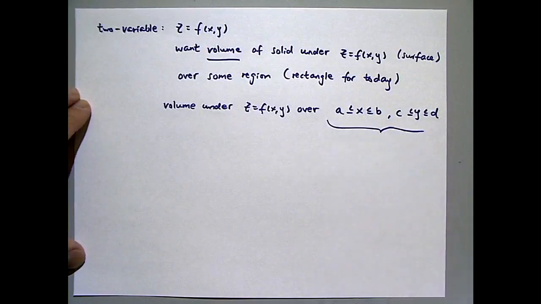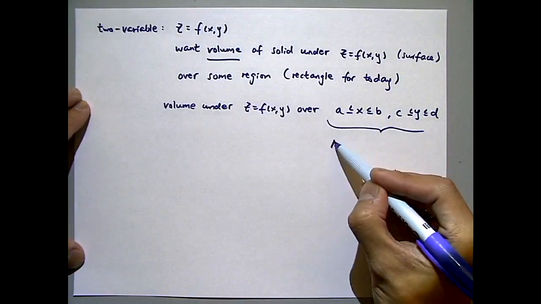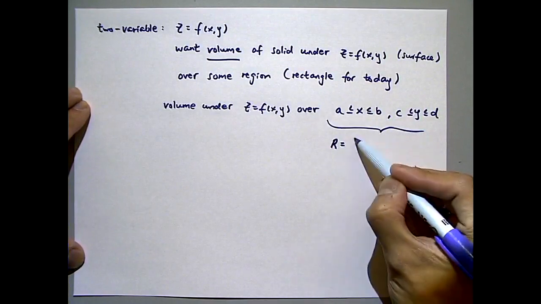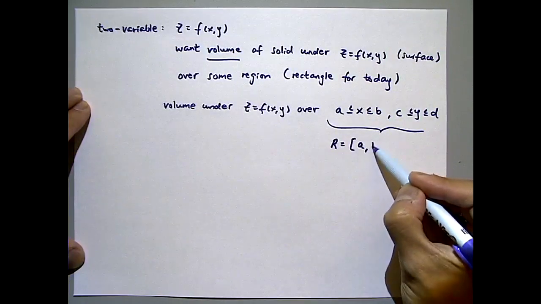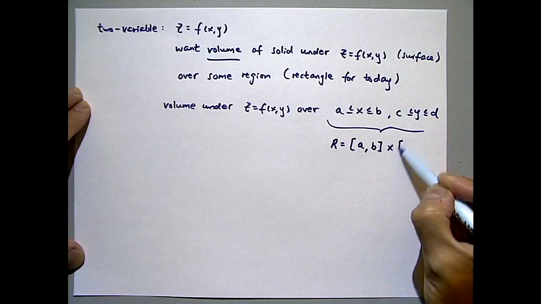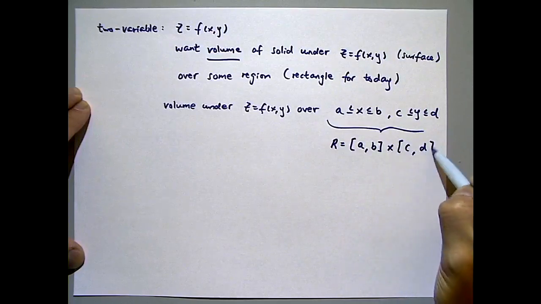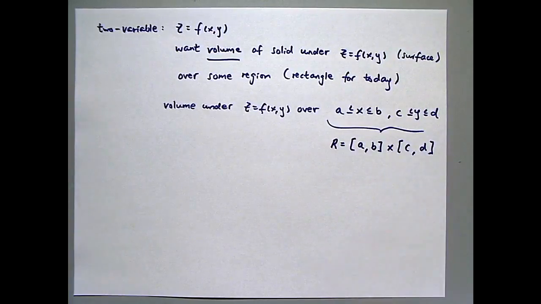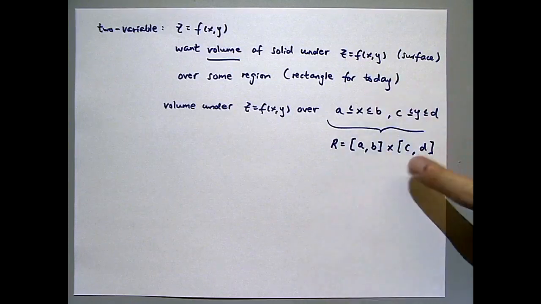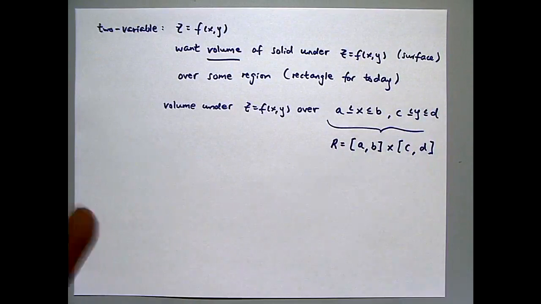This is very often also written this way. We often call that region R, and you see this notation a lot. The first set of brackets tells you the interval for x, so x goes from A to B. Then there is a multiplication, which stands for the fact that we're looking at a rectangle now, and y ranges from C to D. Okay? So get used to both of these notations.